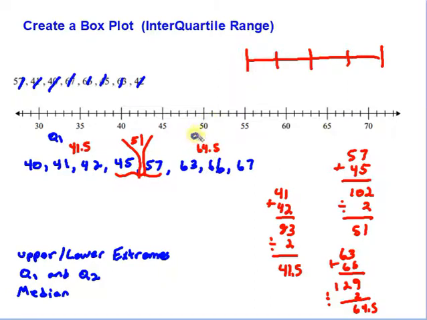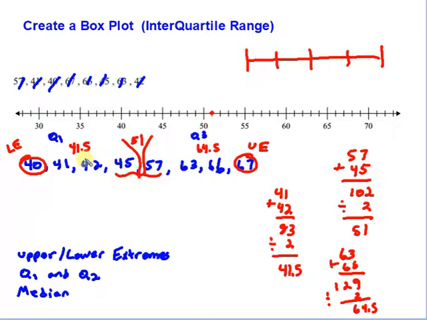Quartile 3. Now that I have most of it, I just need to find my upper and lower extremes. The lower extreme is just the number farthest to the left. That's my lower extreme. And then the upper extreme is the number farthest to the right. That's my upper extreme. Now I'm ready to go. I can graph my box plot. So I take my median and I mark that one first. My median, as we said, is 51. So I'll plot 51 there.